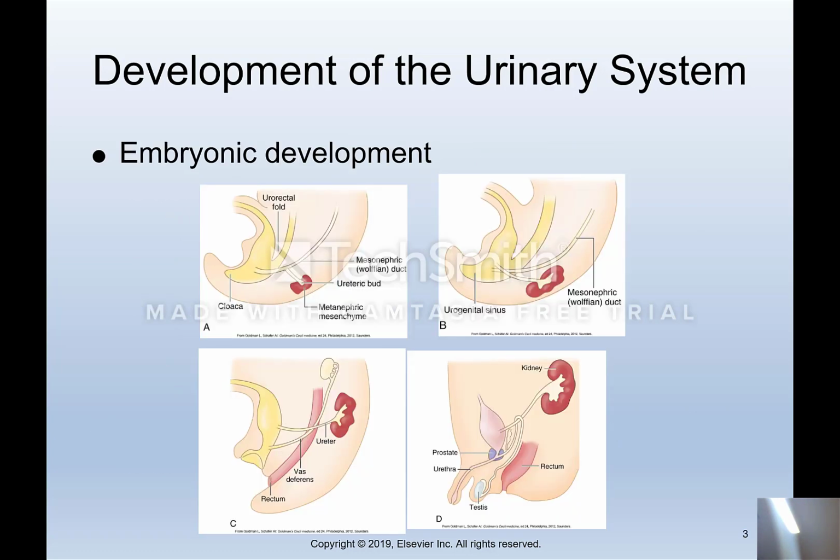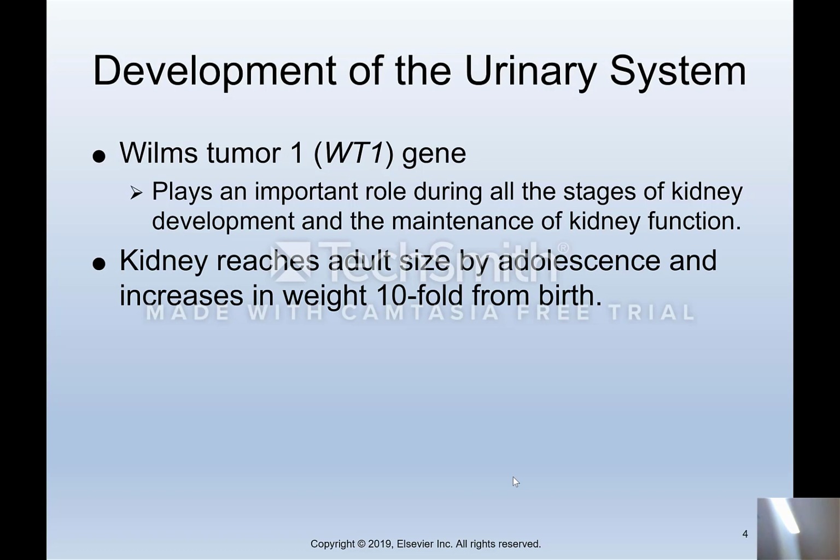In the embryonic development, you can see the urorectal fold, and then eventually they mature into a rectum and bladder and kidney. Wilms tumor and development of the urinary system. The WT1 gene plays an important role in the stages of kidney development and the maintenance of kidney function. The kidney reaches adult size by adolescence and increases in weight about tenfold from birth.